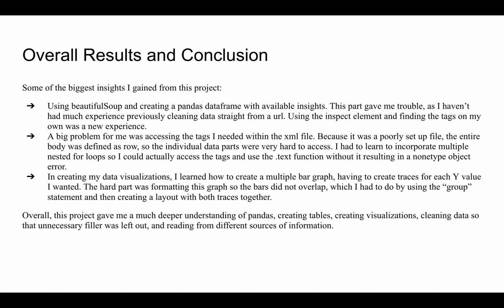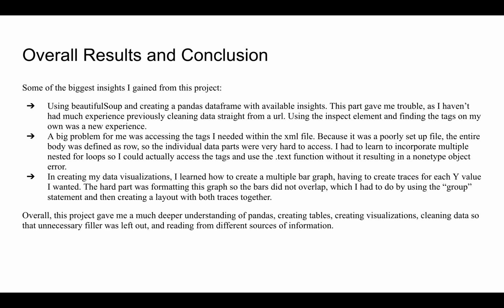And then a big problem I had in my XML file was actually accessing the individual rows. Because it was a poorly set up file, each row was separated by a row ID instead of just a row tag. You couldn't access the rows on their own. You had to do multiple nested loops so you could actually get into the body and then into the specific rows that you wanted, and then use the .text function to actually get the data from the row.